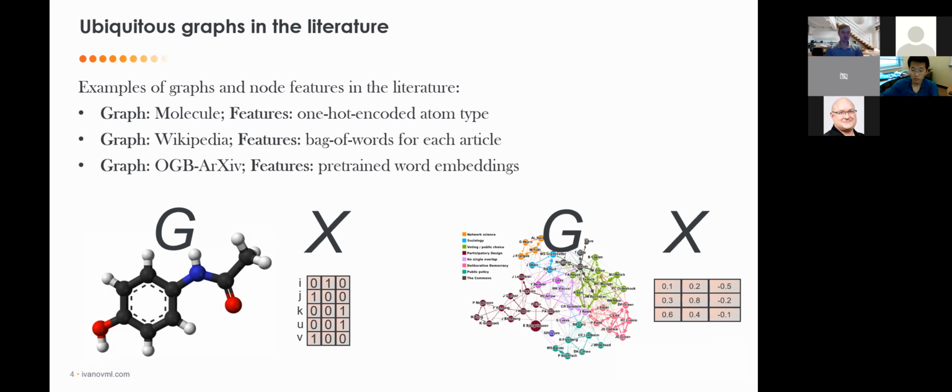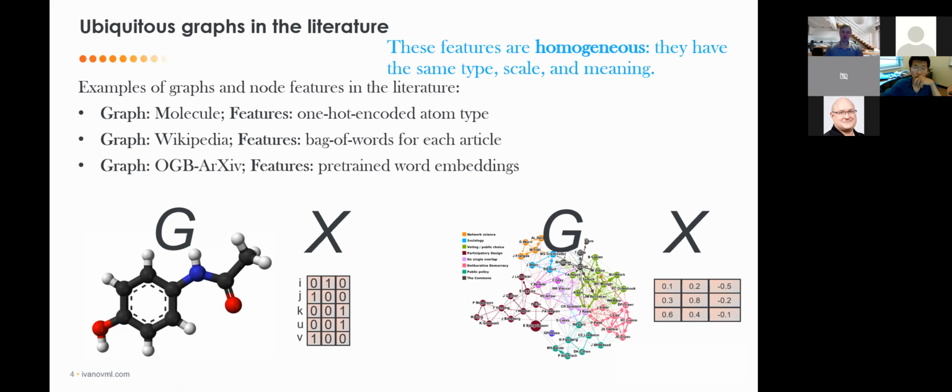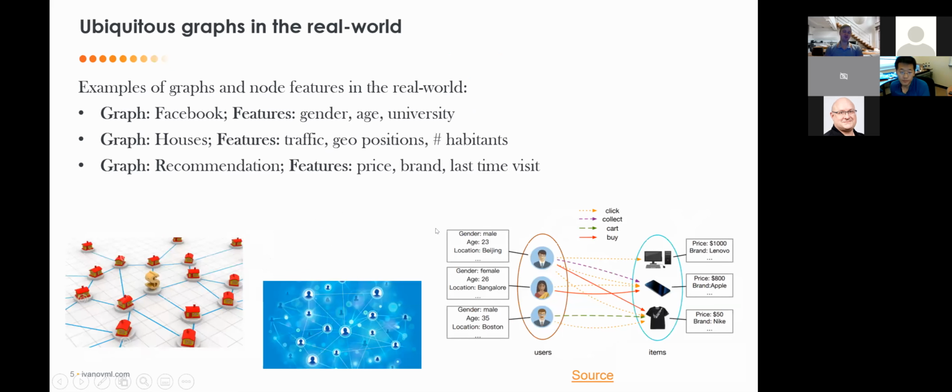Also, sometimes we see graphs such as OGB archive, where the features are pre-trained word embeddings. So we call these features homogeneous, and they have the same type, scale, and meaning. And GNNs work really well, as we have seen in many experiments on such features. Now, we have other types of graphs, other types of node features.